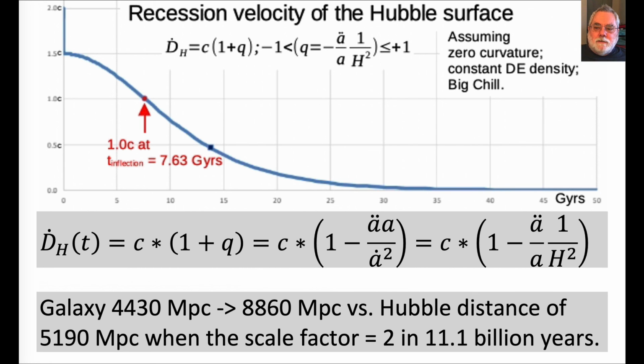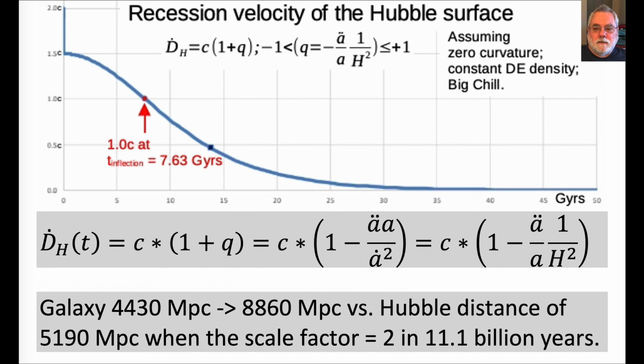A galaxy that crosses the Hubble distance at scale factor 2 is only 2595 megaparsecs from us now. So all the galaxies further from us than 2595 megaparsecs today will be beyond the Hubble surface in the future after scale factor 2. Distant galaxies cross beyond the Hubble distance and remain beyond the Hubble distance due to accelerating expansion. Then galaxies that were a little less distant cross over. More and more galaxies cross over as time passes.